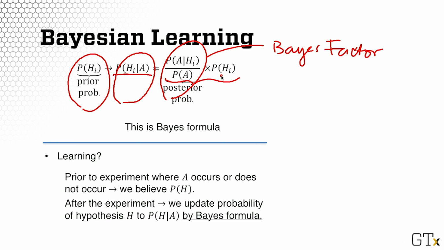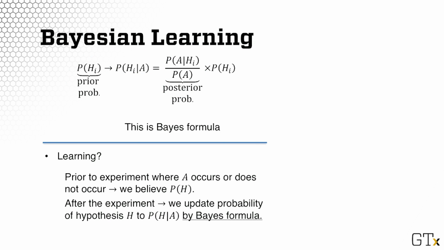So what is the learning here? Prior to the experiment, whether event A occurs or not, we believe that the probability of hypothesis is P of H without information about A. But after the experiment is conducted and we observed what happened with event A, we update the probability of hypothesis to the probability of hypothesis given A, and that is Bayes formula. Now this is simply a manipulation with events, and you can easily just go through the algebra and prove this.